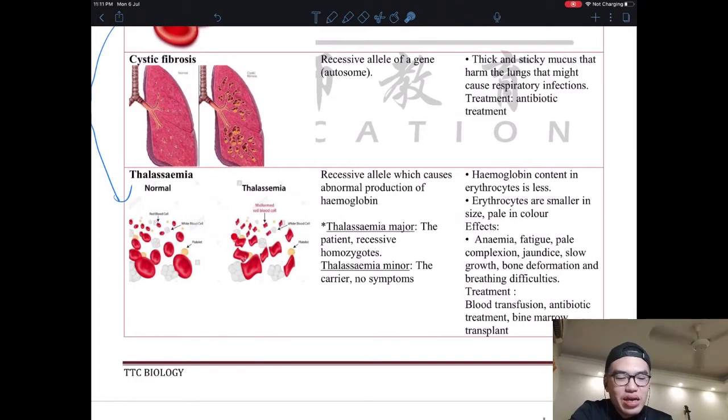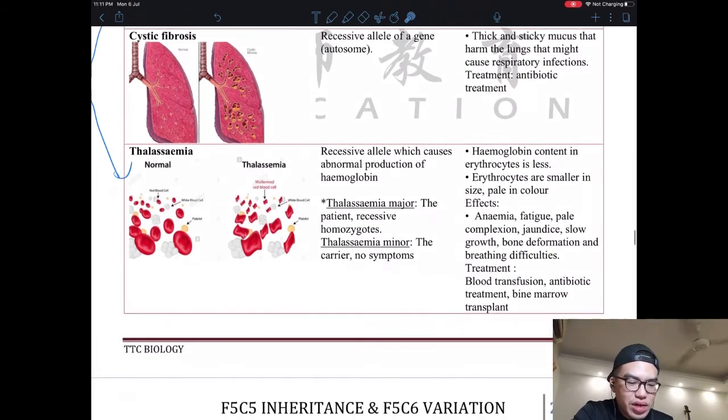This recessive allele causes the abnormal production of hemoglobin. The hemoglobin changes shape. It is very important for hemoglobin to remain round, because round is the largest surface area that can carry the most oxygen. So when the shape is abnormal, of course it reduces their ability to carry oxygen. That's why you would have anemia. Thalassemia major, you have minor, this is not important. Hemoglobin content is less. Erythrocytes, which are red blood cells, are smaller in size and pale in color.